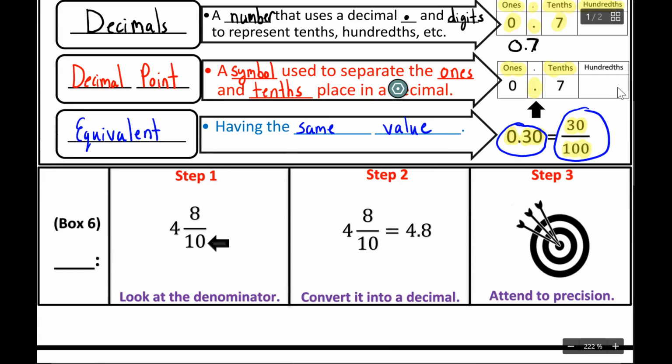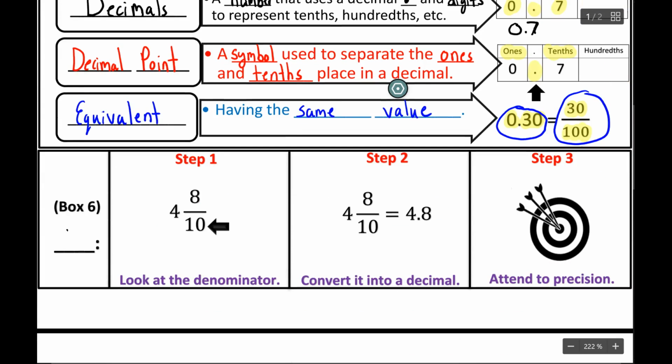Box 6. First I need my critical attribute. This is our main component of today's lesson, and it's a simple lesson. I promise you, it's very simple. So step 1: we are going to look at the denominator. If we have a mixed number or a fraction, whatever it is, we need to look at the bottom number, which is the denominator. In this case, my denominator is a 10. You can see right there, it's a 10.